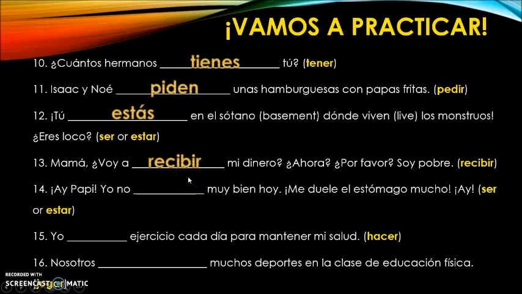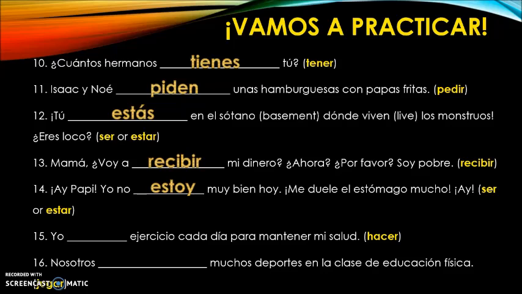I am going to receive. Am I going to receive my money now? ¿Voy a recibir mi dinero ahora? And recibir is just a regular verb. Número 14. Ay, papi, yo no estoy muy bien. Because it says "me duele el estómago," so you are not feeling well. So it should be estoy, and estar is an irregular verb.